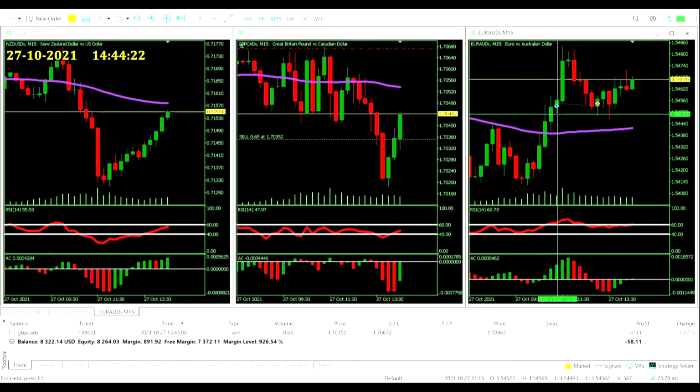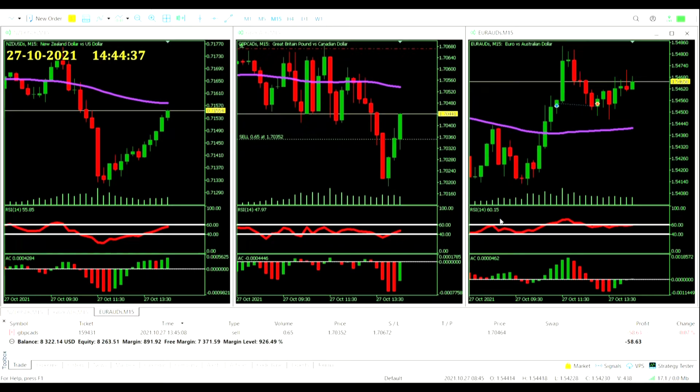Does look like the signal is going to come on the Euro Australian dollar. Quite tight on the stop loss as well. We're going to call that 19 pips towards it. Could still drop below though. It's only at 60.1. Very narrow. If the price comes back a bit, we could see that signal disappear.